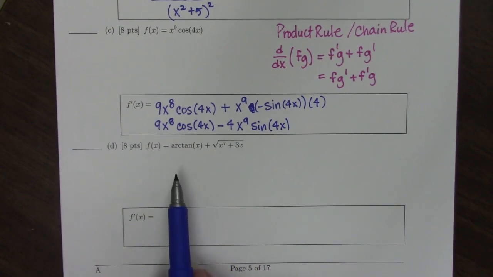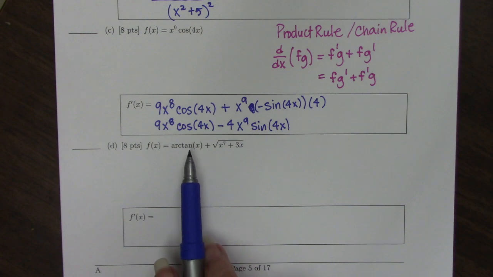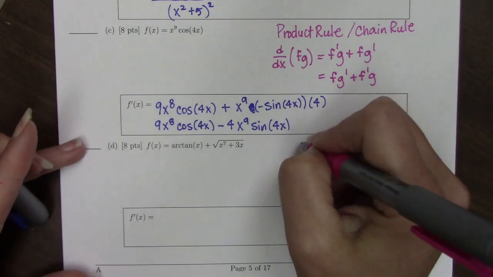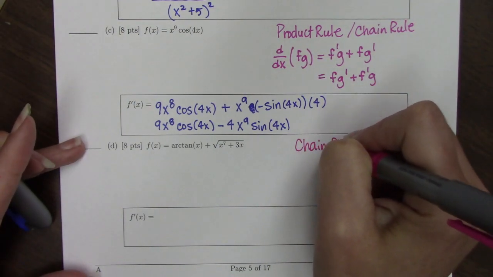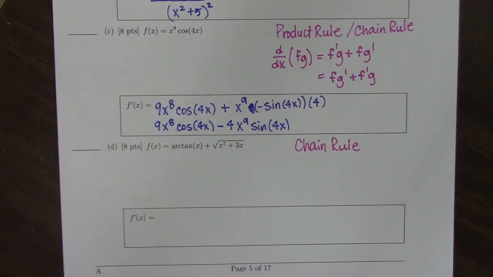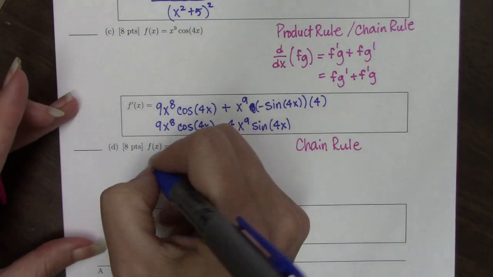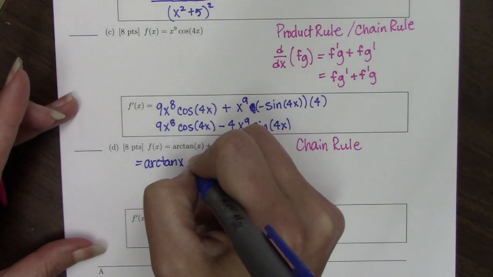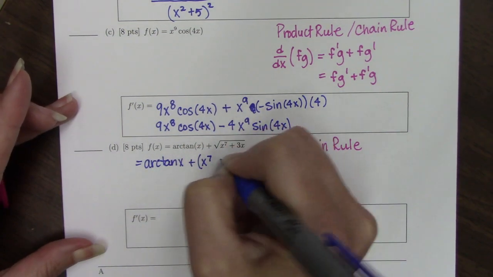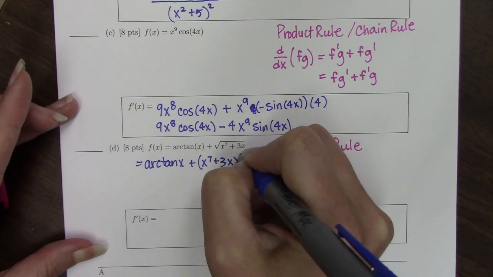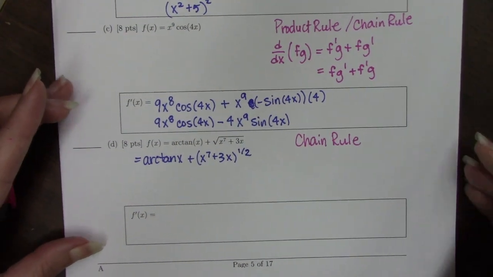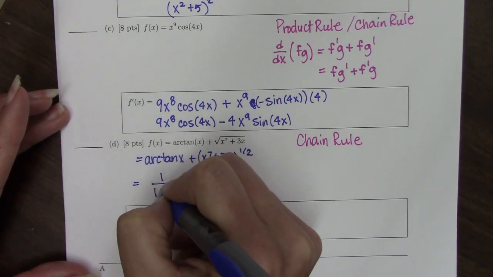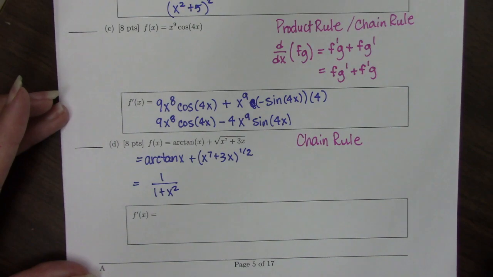The last problem is an arc-trig function, but I can see here that this piece is going to require a chain rule. So before I take the derivative, I'm going to rewrite this with fractional exponents because it's easier for me to take the derivative if I use fractional exponents. So now the derivative of the first piece is 1 over 1 plus x squared.